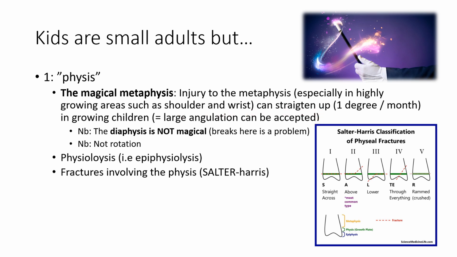Because injuries to the metaphysis, especially in high growing areas such as the shoulder or wrist, can straighten up. So you can have a massively displaced fracture in children, but it will grow and fix itself at 1 degree per month. So if you have angulation of 30 degrees, then it takes 30 months. And there are some studies showing that you can manage non-operatively, and the function level of the children operated on versus non-operated on is generally kind of the same. It's not like as it's growing, it's getting into more trouble than if you operated on it.